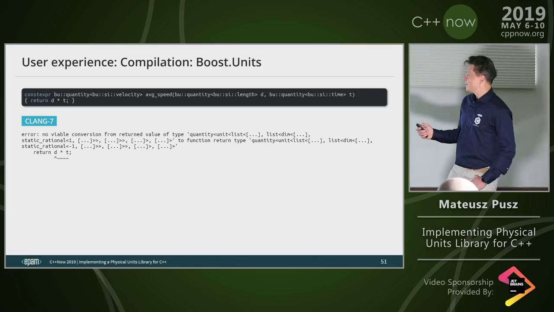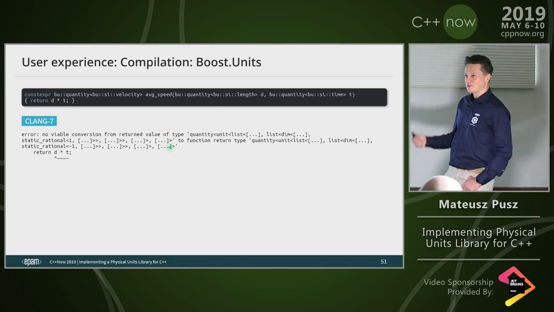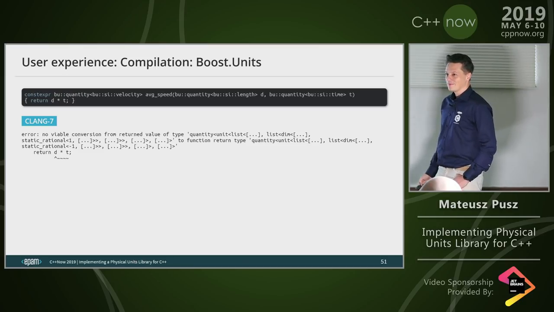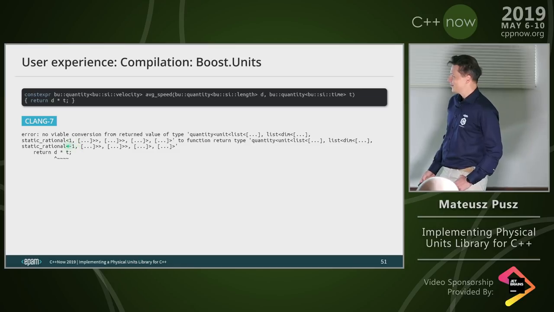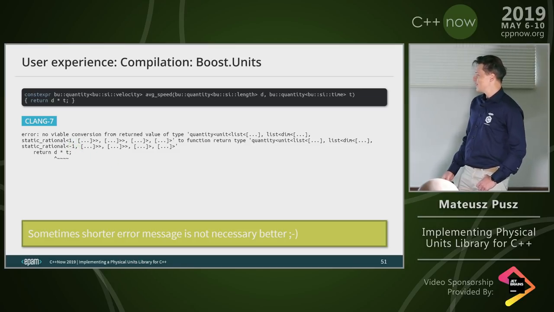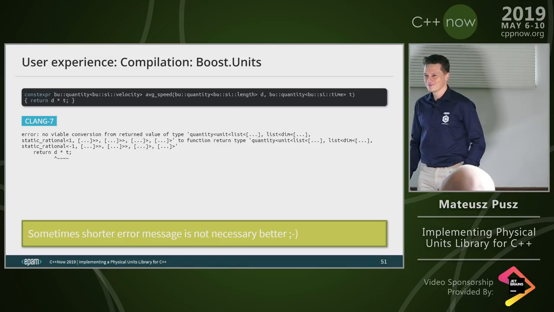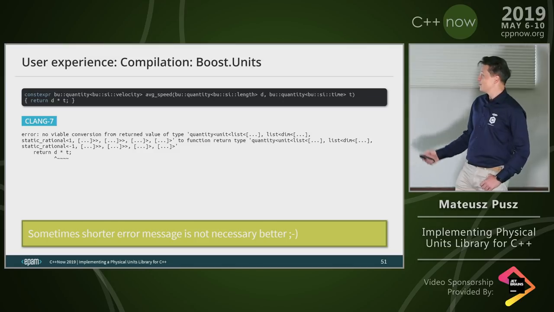So let's try the other library. Oh, sorry, Clang. Clang produces a much smaller error log. It fits on one screen. There are a lot of three dots here. Do you know what's wrong? If you look closely, there is one and minus one here. But I would say that sometimes shorter error messages are not necessarily better. All of the context was removed by the compiler, yes?